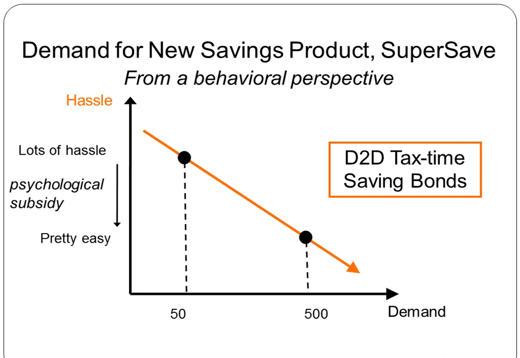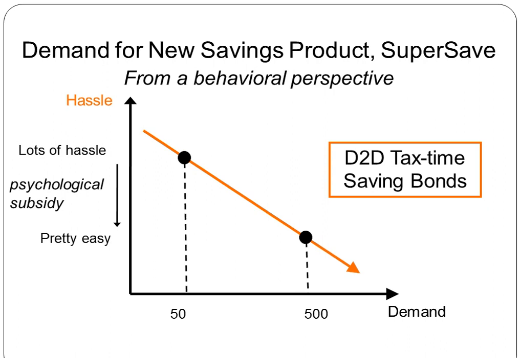Next slide. This is actually what D2D did with their tax time savings bonds. That's exactly what they did. In New York City, they could have offered people a 1-to-1 match or a 3-to-1 match if people saved at tax time. This did nothing of the sort. It offered no monetary benefit. It was the exact same savings bonds. And they saw a big increase because they made it much easier to buy those savings bonds.